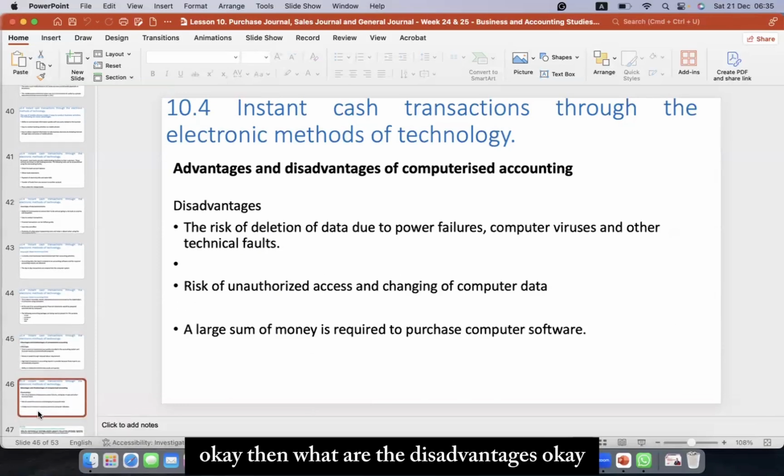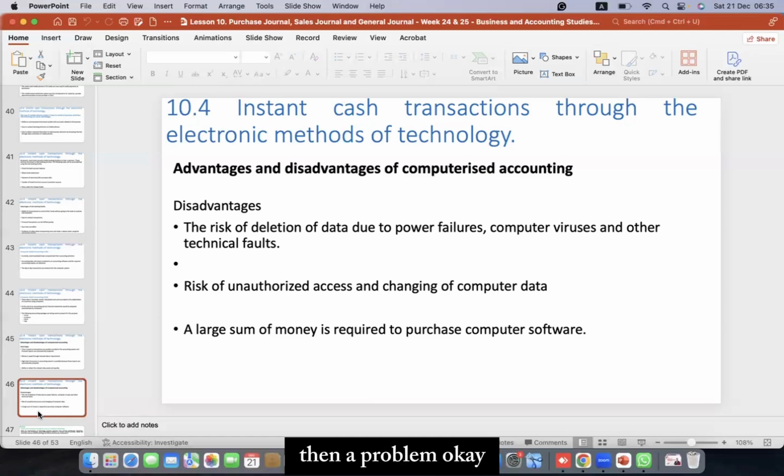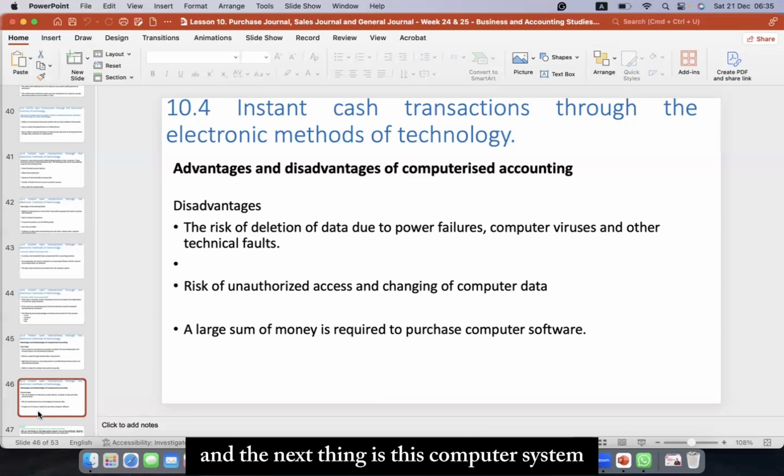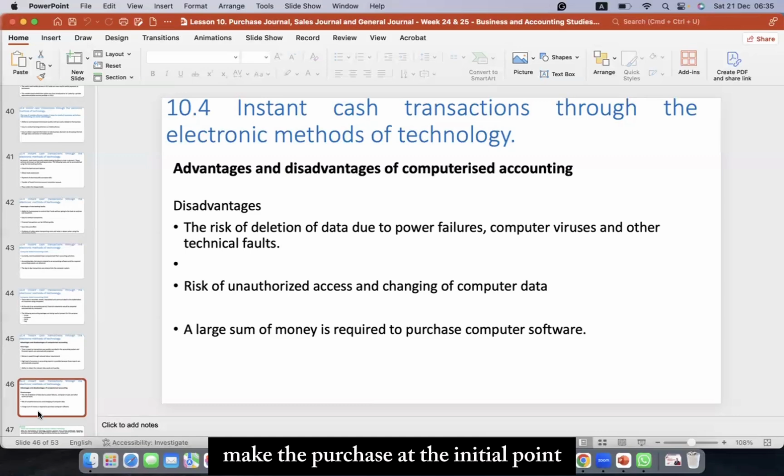Then what are the disadvantages? Let's say there is some power failure or computer virus or some technical fault. What happens? The entire system will be shut down. That is a problem. Then there is the risk of unauthorized access, and the next thing is that these computerized systems require so much money to purchase at the initial point.